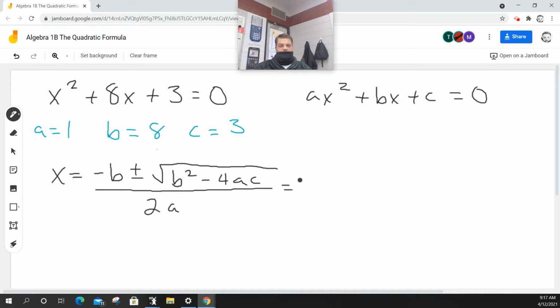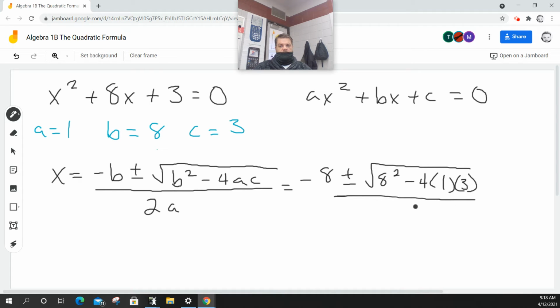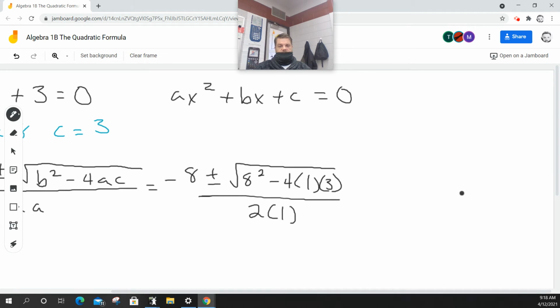What's that mean? Negative b, which is 8, plus or minus the square root of 8 squared minus 4 times a, which is 1, times c, which is 3, all over 2 times a, which is 1. Well, that is negative 8 plus or minus the square root of 64 minus 12 all over 2.